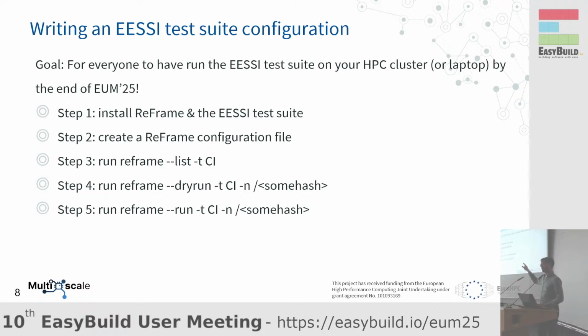You can select tests by passing it a test hash. You will see in the list it ends with a test hash. If you just pass the -n command and then the hash, it will only try to do a dry run or a run for that test.